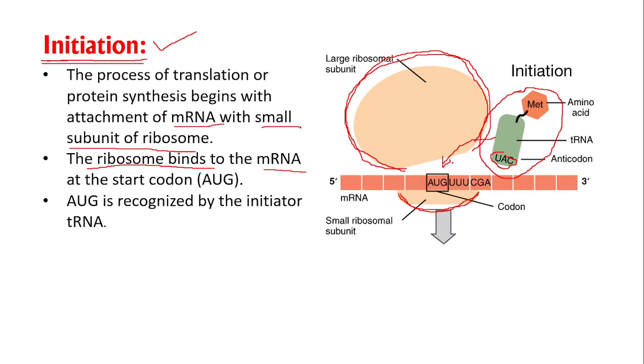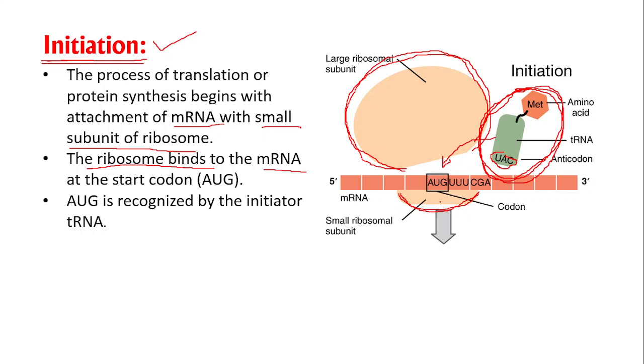After the attachment of the smaller ribosomal subunit to the initiator region, the initiator tRNA, which is charged with the particular amino acid and has the anticodon for AUG, will come and bind to the same region.